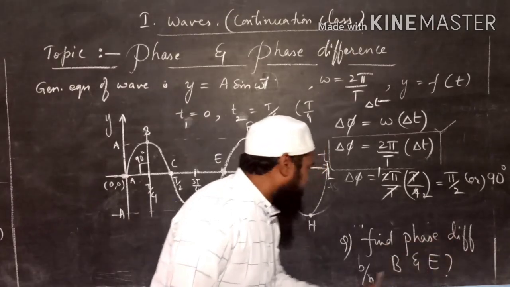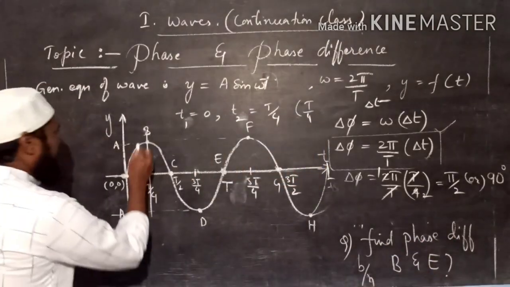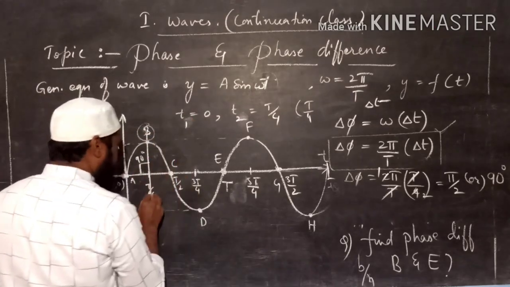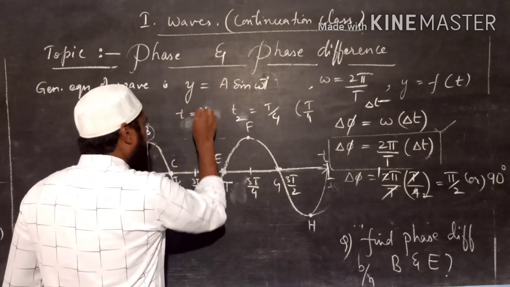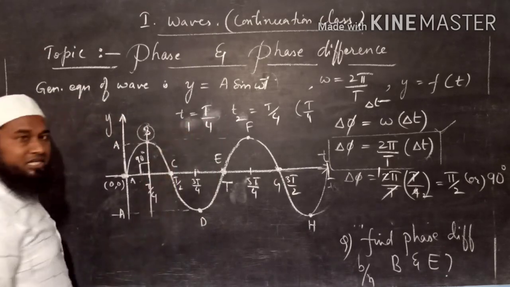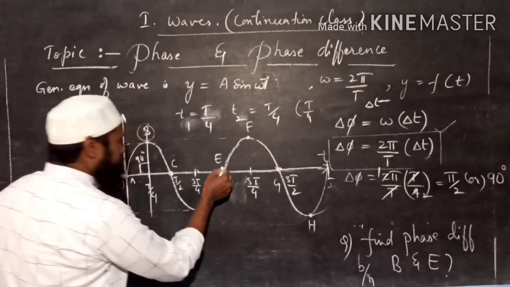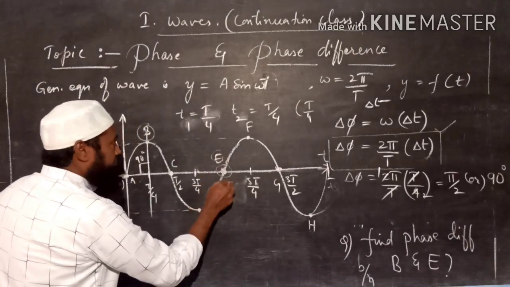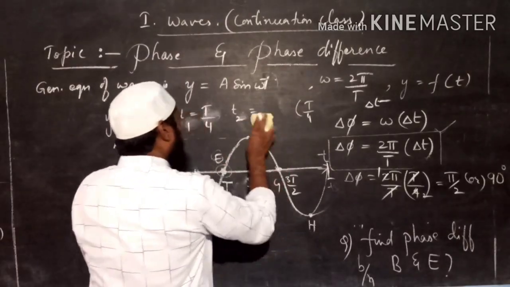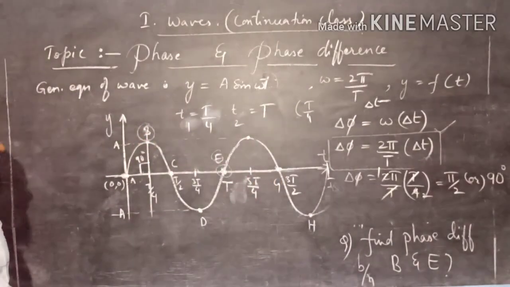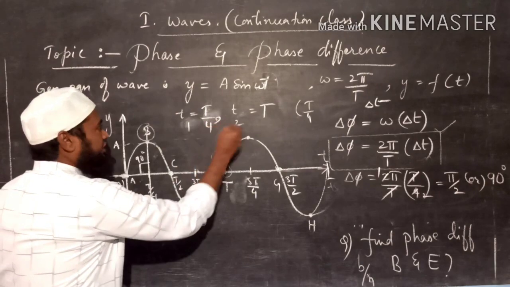Find phase difference between B and E. Where is B point? B point is here. So at B point what is the time? At this the time is T by 4. So let us assume this as first time. And the next point he is telling is E. At point E what is the time? At point E the time is capital T. Okay, so this is first time and this is second time.